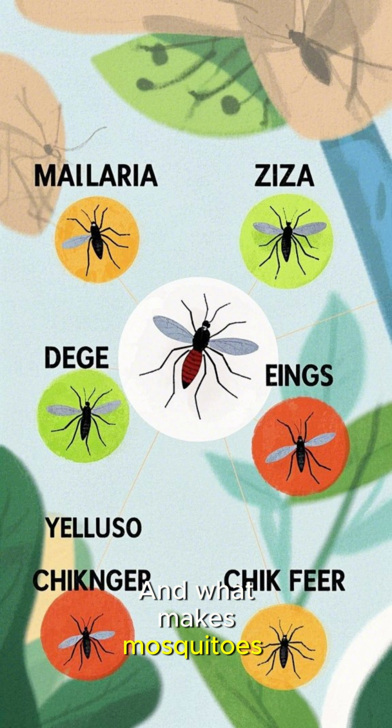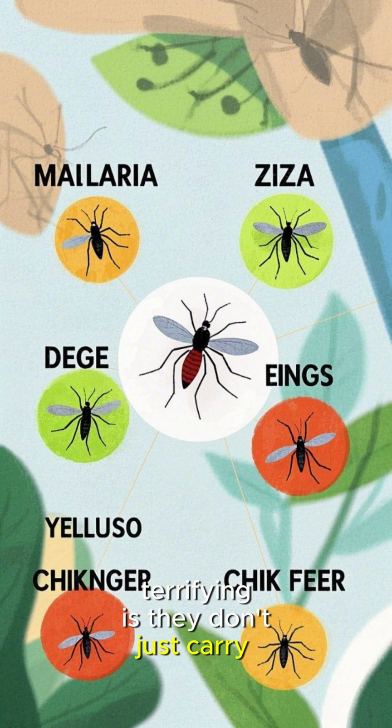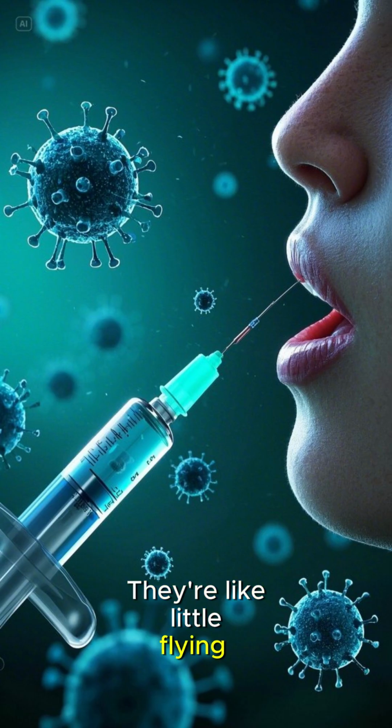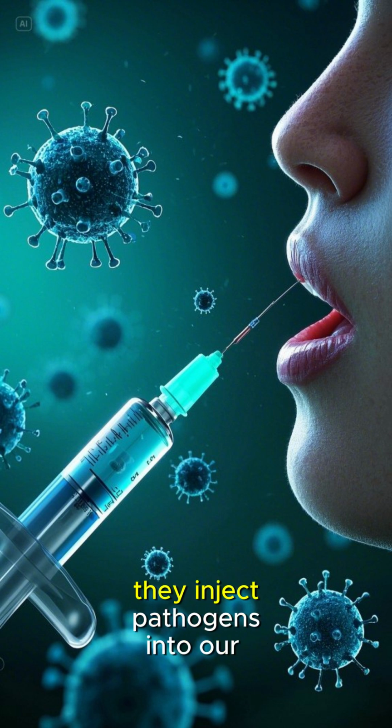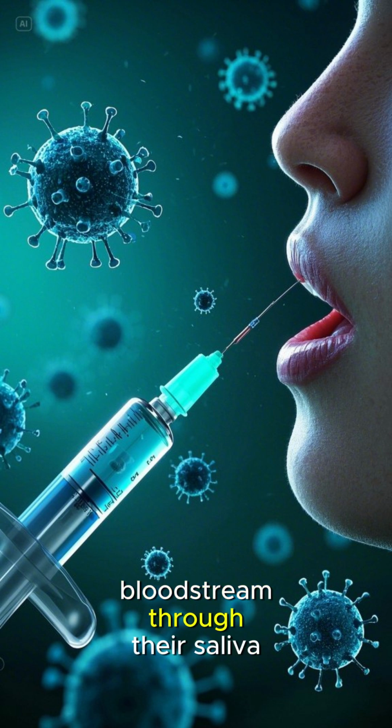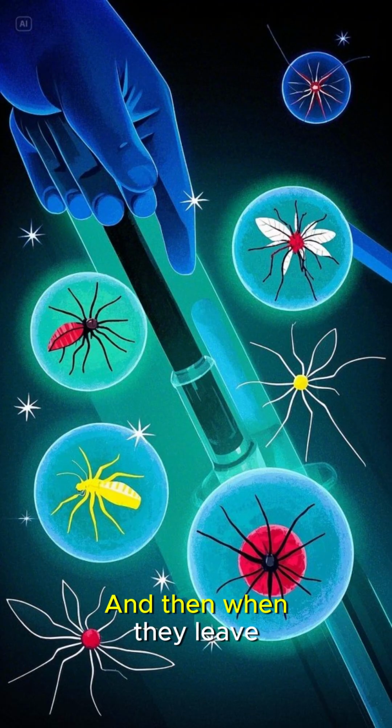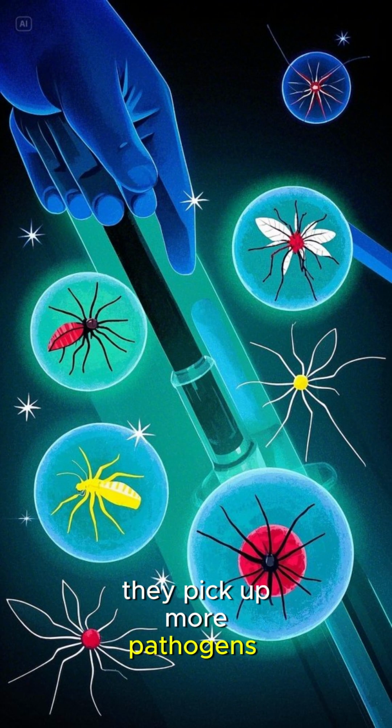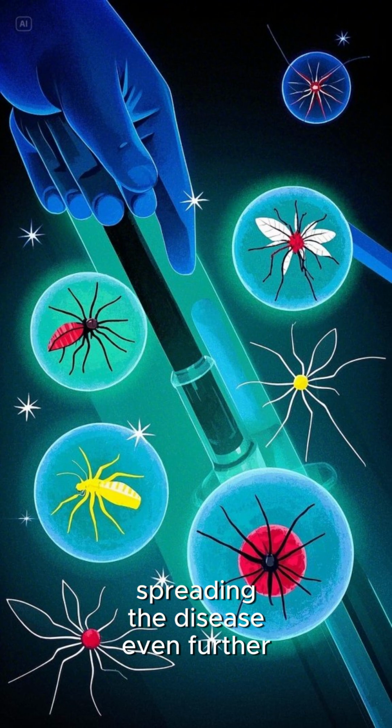And what makes mosquitoes terrifying is they don't just carry one disease. They're like little flying syringes full of viruses. When they land on a human host, they inject pathogens into our bloodstream through their saliva. And then when they leave, they pick up more pathogens from our blood. That way they infect others, spreading the disease even further.